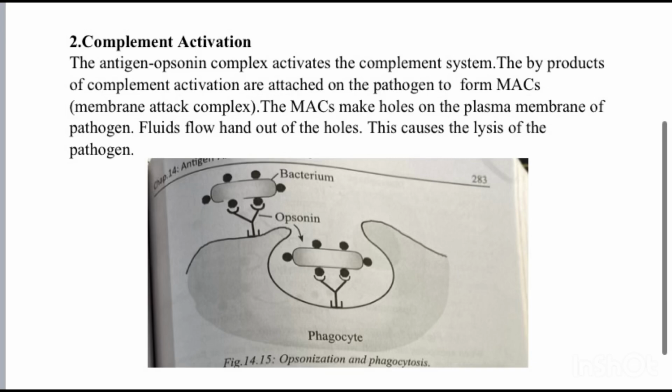The second is complement activation. The antigen opsonin complex activates the complement system. The byproducts of complement activation are attached on the pathogen to form MAC. And the MAC makes holes in the plasma membrane of the pathogen. The fluids flow in through the holes. This causes the lysis of the pathogen.